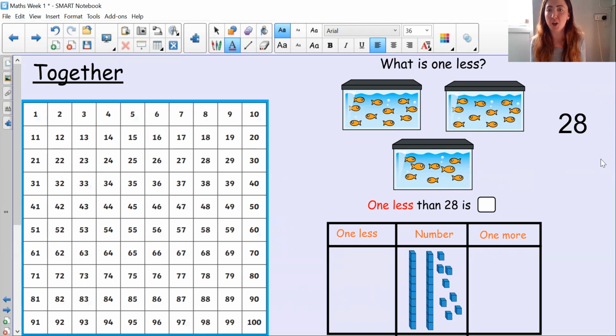That's right. So we are finding 1 less than 28 this time. Remember, 1 less means that we take 1 away. So can you pause the screen here to see if you can work out what 1 less than 28 is going to be?